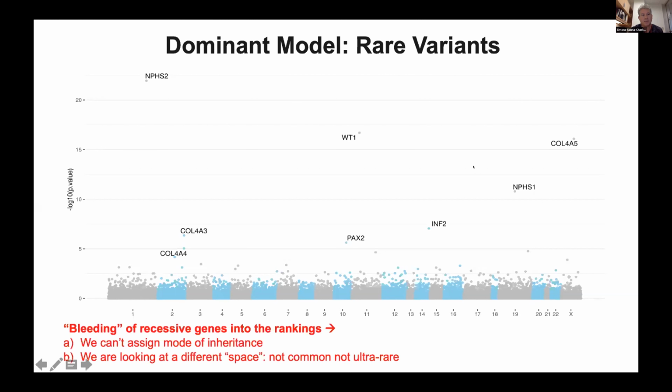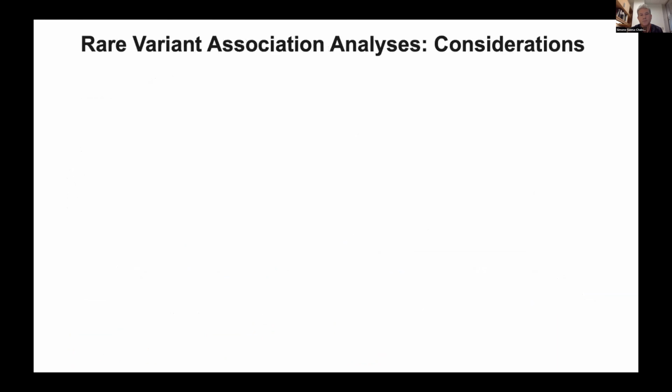In dominant models, they start bleeding in alleles for recessive genes. So this tells you that you can start looking at this specific genomic space, a range of allelic frequency and effect size, but you can't assign a mode of inheritance anymore. But you're finally looking at a region that we were always blind to.